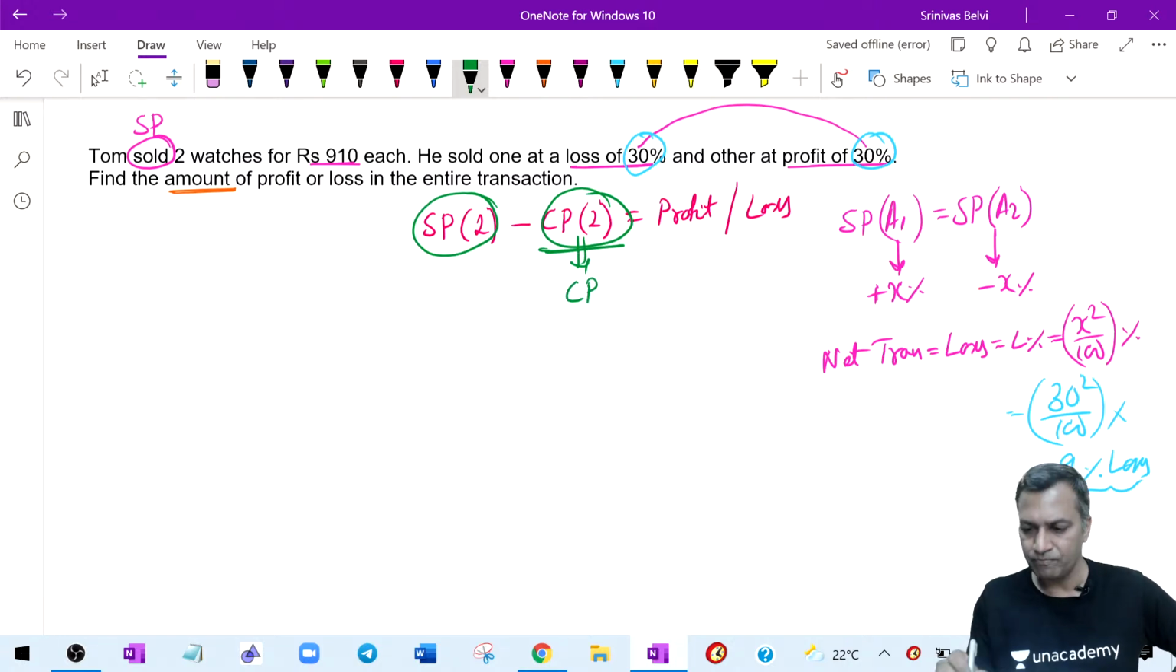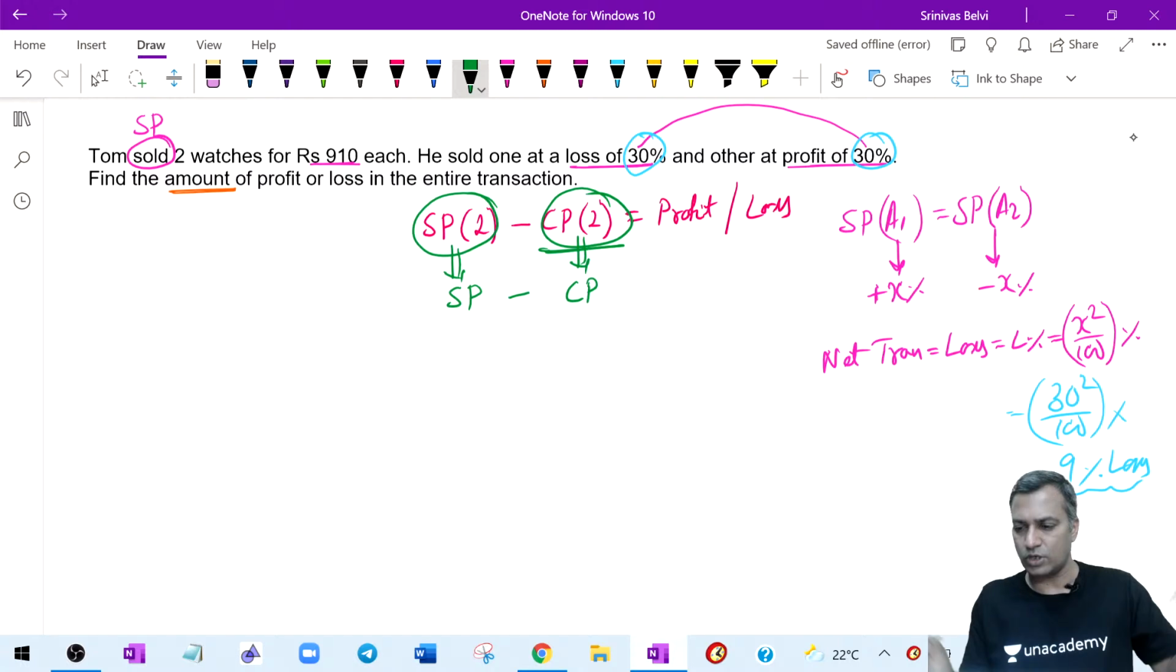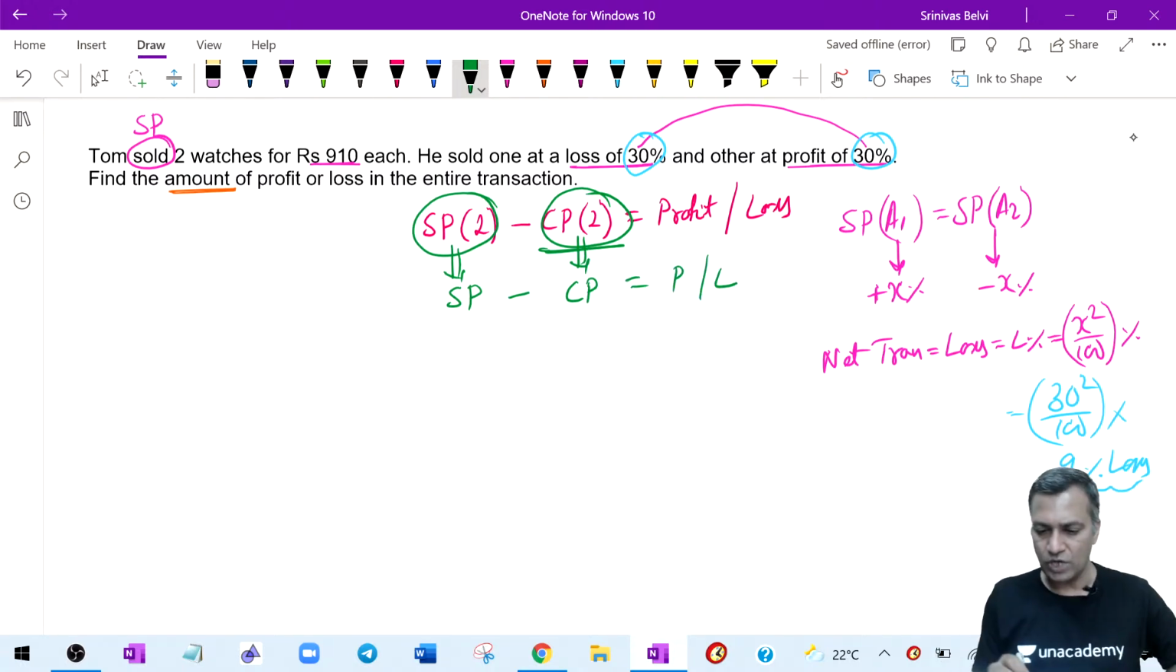I will write it as CP. Selling price of both articles, I will write it as SP. Total CP, total SP becomes the total profit or total loss. Let me put it like that. Okay, so I will be writing like this.